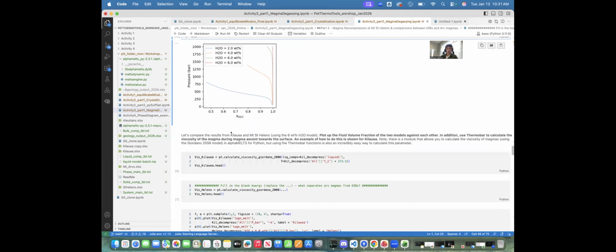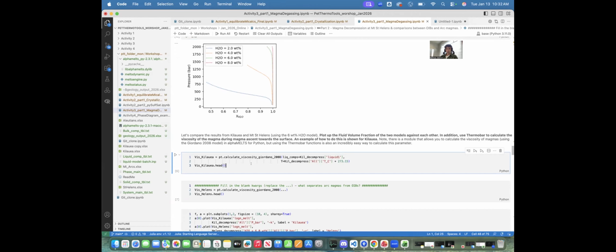And so what we're going to do now is move on to this next step down here. I will say that you can calculate viscosity using the Giordano method directly in AlphaMelts or Python. I have not implemented this yet; it is on my list of things to do. In the meantime, it's very easy to calculate. Paula has implemented this in AlphaMelts or Python, but I haven't yet included it in the PetThermoTools functions. But if you do want to know the viscosity of the liquid of your system, it is very easy to calculate using Thermobar.